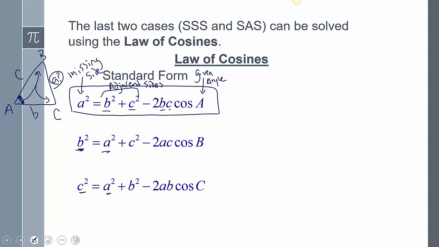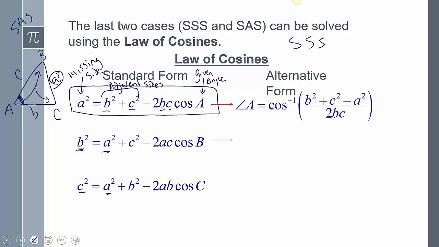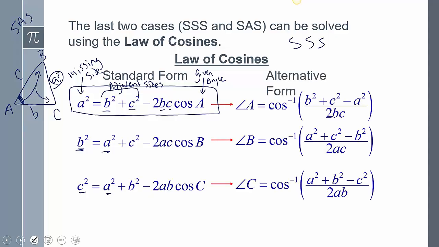Because this is when you get side, angle, side. But what happens if you get side, side, side? Side, side, side means you don't know any of the angles and you need to find an angle. So you need to begin the process of solving for these angles. Now these are basically written out for you. If you're really good at memorizing things, great. If you're not very good at memorizing things, you should just solve one of these previous equations.